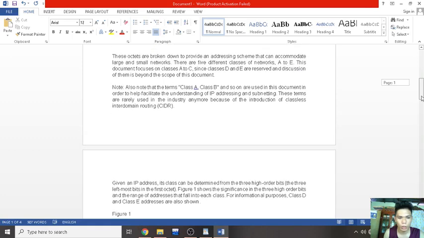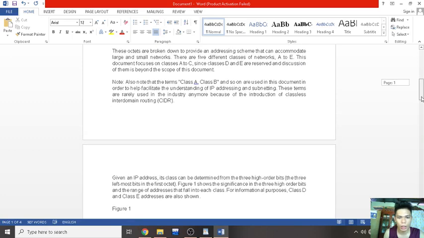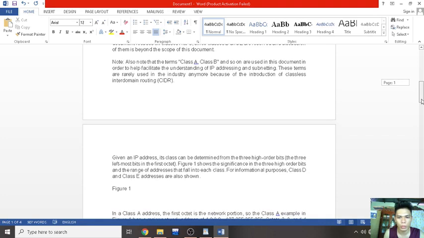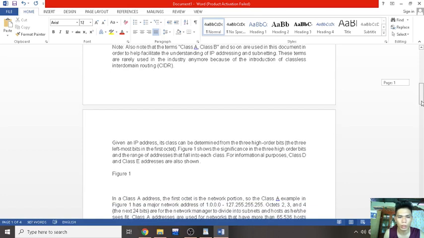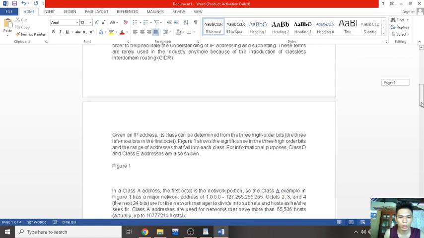So we have a note. Also note that terms such as class A, class B and so on are used in this document in order to help facilitate the understanding of IP addressing and subnetting. These terms are rarely used in industry anymore because of the introduction of classless interdomain routing.